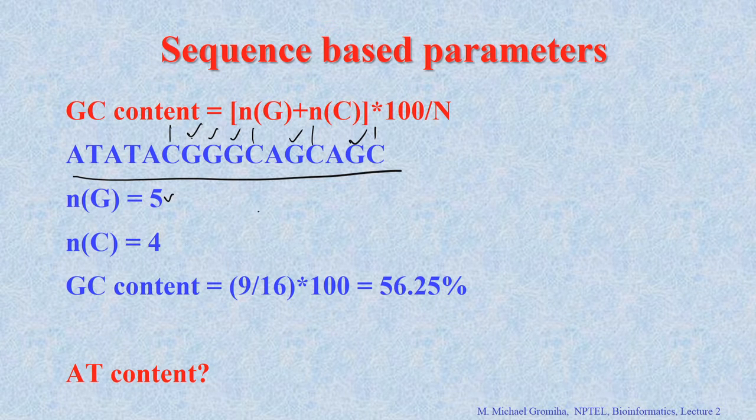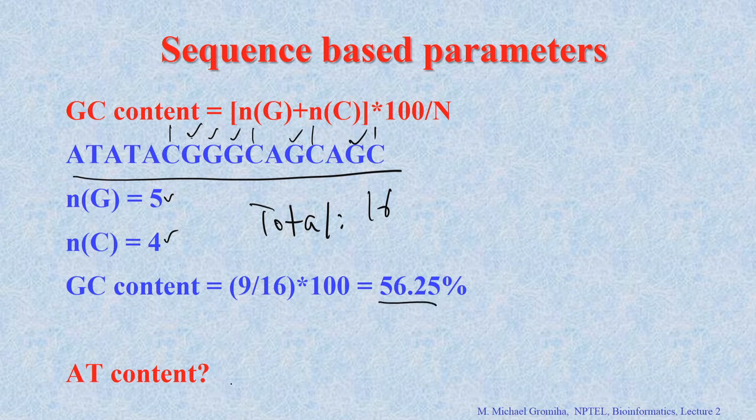Now, what is the total number? 6, 7, 8, 9, 10, 11, 12, 13, 14, 15, 16, right, 16. So, GC content you can calculate: out of 16, how many G and C, this is equal to 5 plus 4, 9. So, 9 by 16 into 100, this is equal to 56.25%.